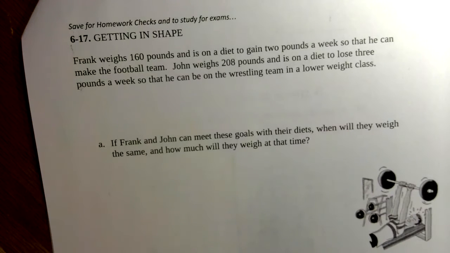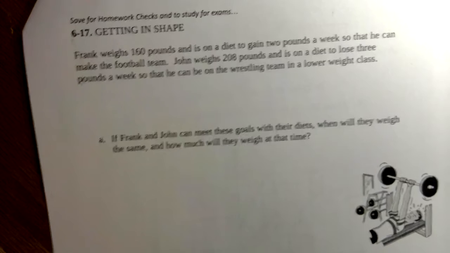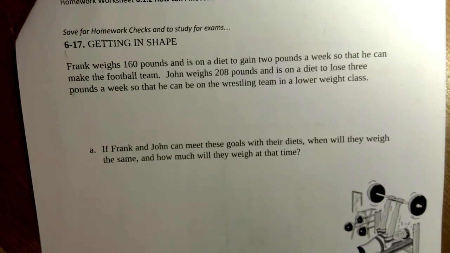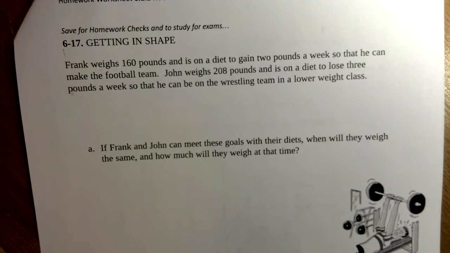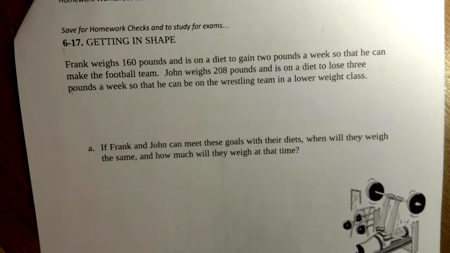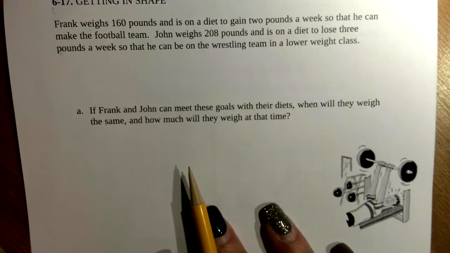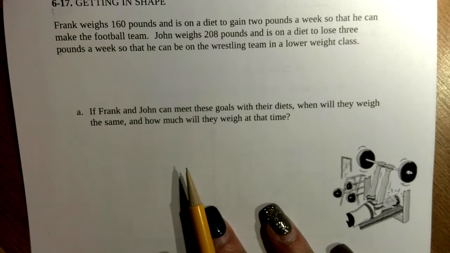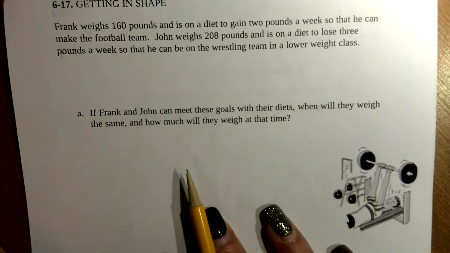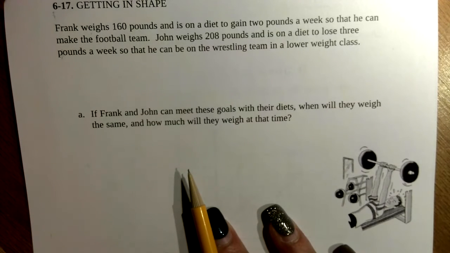All right, so Frank weighs 160 pounds, and he's on a diet to gain 2 pounds a week so that he can make the football team. John, on the other hand, weighs 208 pounds, and he's on a diet to lose 3 pounds a week so that he can be on the wrestling team in a lower weight class. So if John and Frank, for letter A, meet these goals with their diets, when will they weigh the same amount? One is gaining weight, one is losing weight. How much will they weigh at that time?